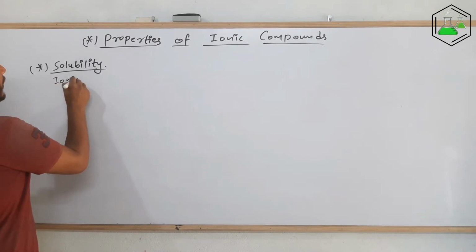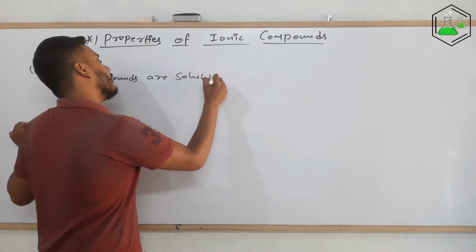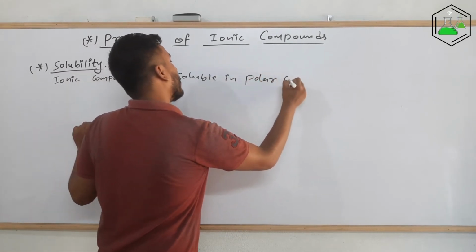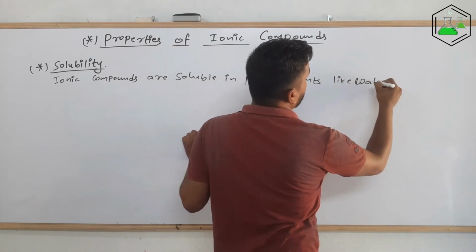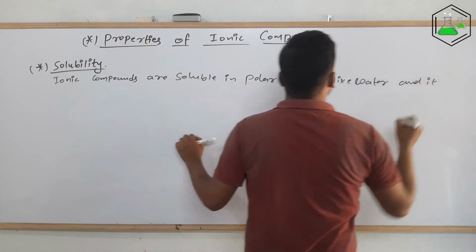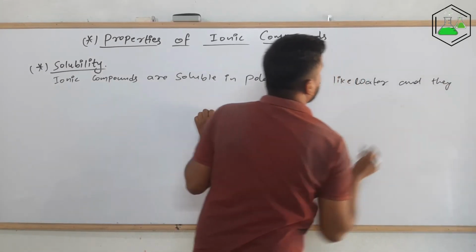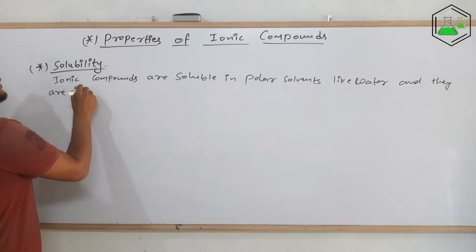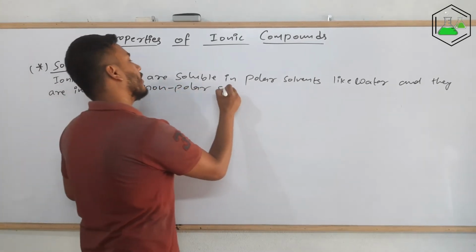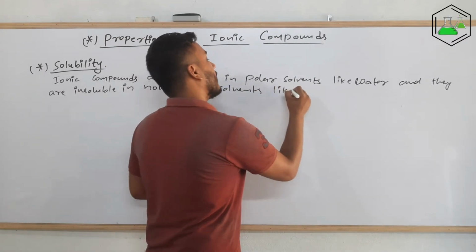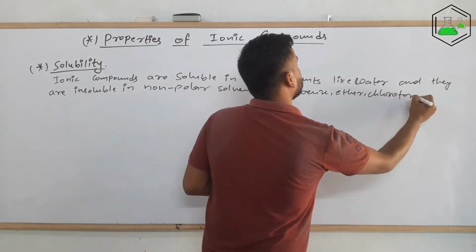Ionic compounds are soluble in polar solvents like water and they are insoluble in non-polar solvents like benzene, ether, chloroform, etc.